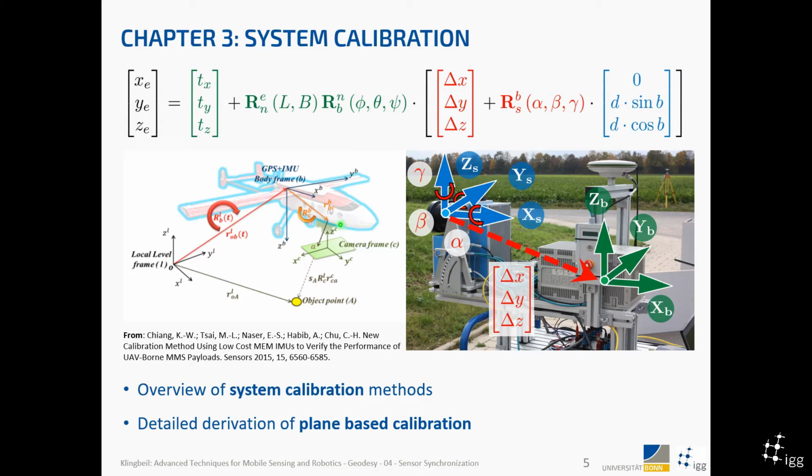The same holds for cameras, like in this example here for the plane, where the camera, it's the same thing. We need to know where the camera is on the platform and how it is oriented. We focused on laser scanning and also looked in a bit more detail on how this is done using a plane-based calibration procedure.